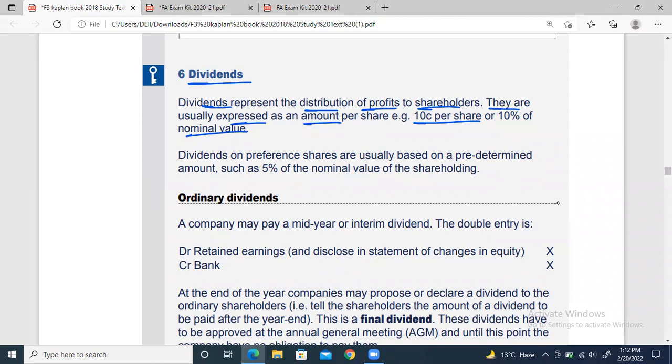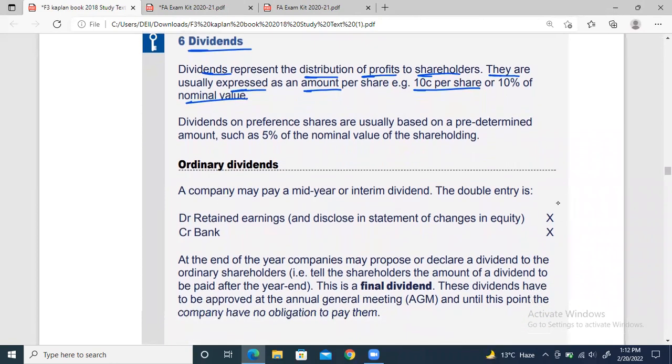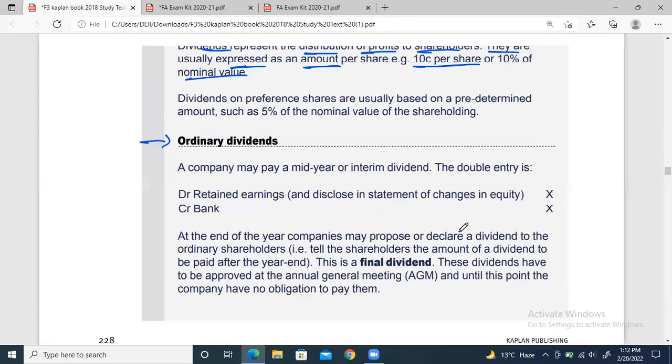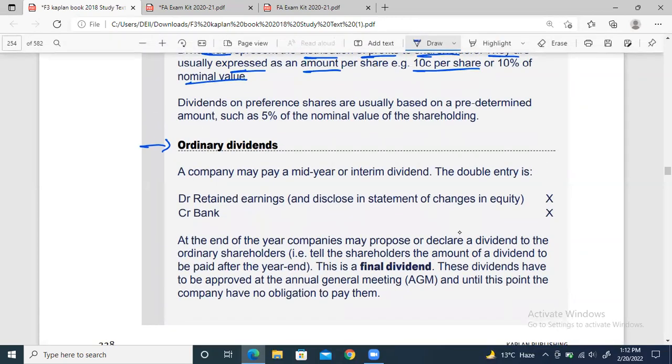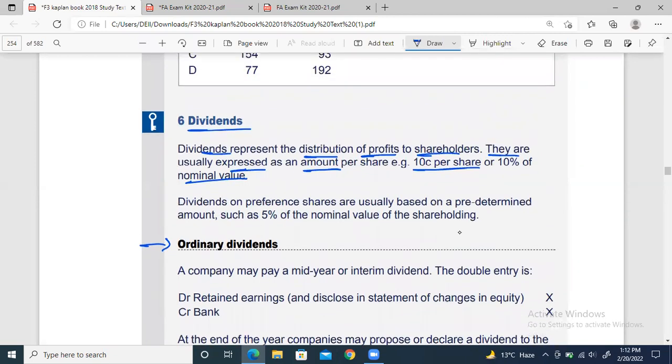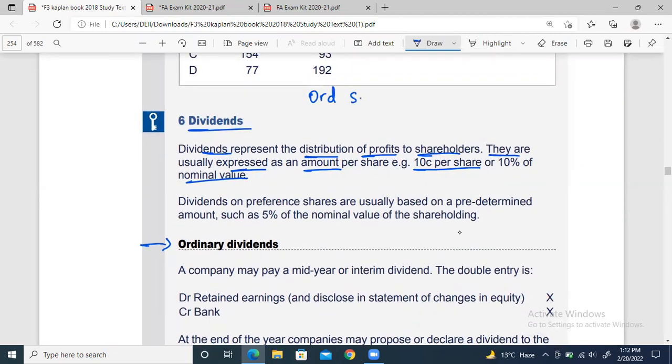There are differences in how dividends are treated for ordinary shares and for preference shareholders. We'll discuss each and every thing regarding these two. Let me tell you what the difference is. I told you that there are two kinds of shareholders: ordinary shareholders and preference shareholders.